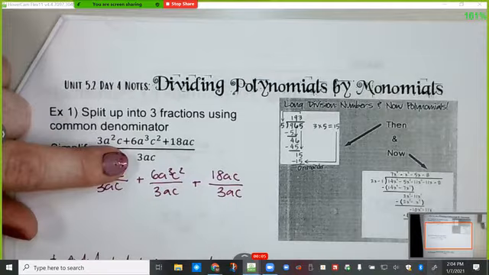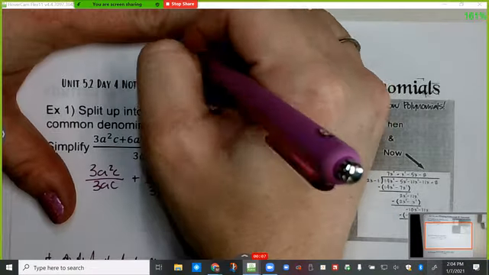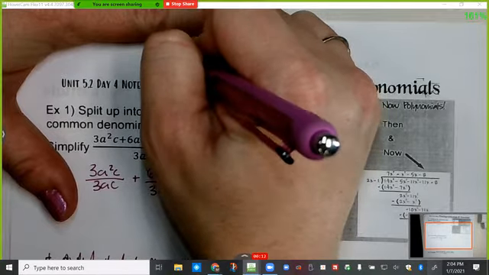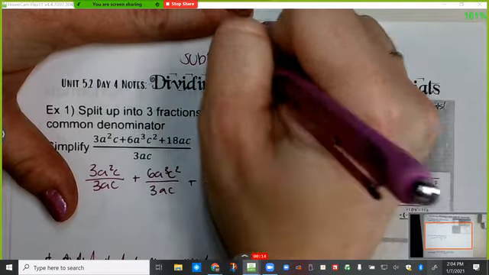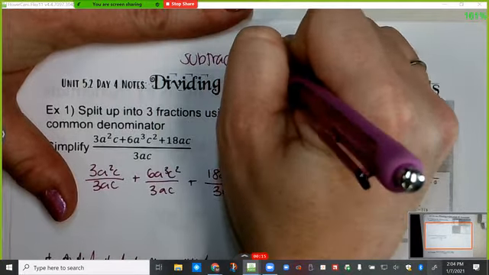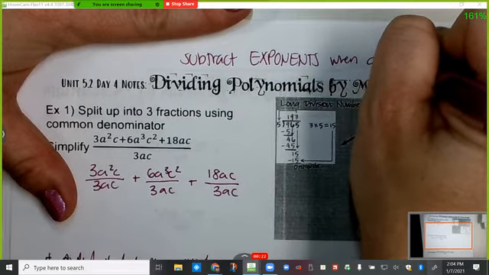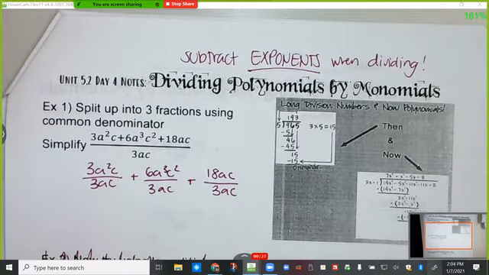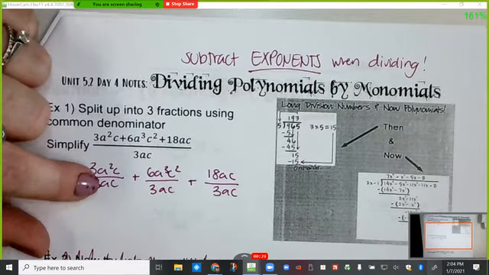Okay, so we're dividing polynomials by monomials, which means there's no plus or minus on the bottom. Just like you just said, when you're dividing, you subtract exponents. Okay, so you're going to subtract your exponents when dividing. Now, your coefficients, though, you treat like normal.